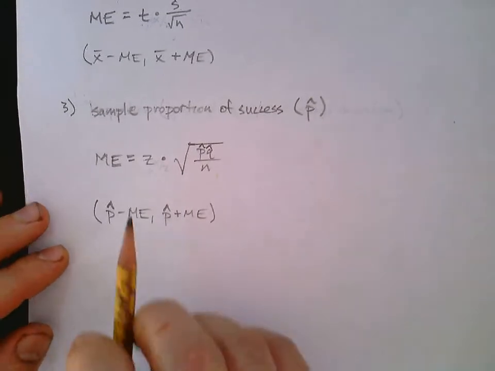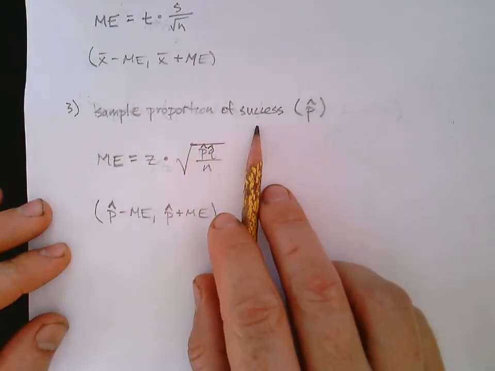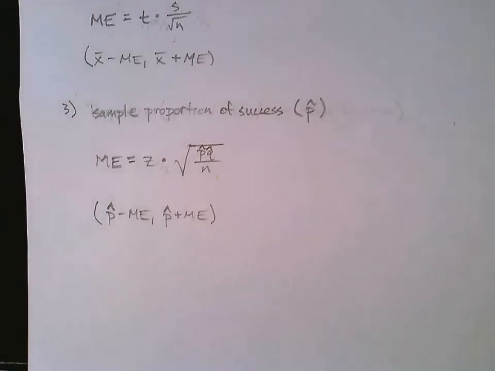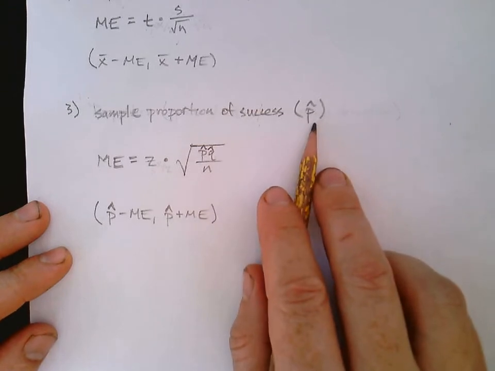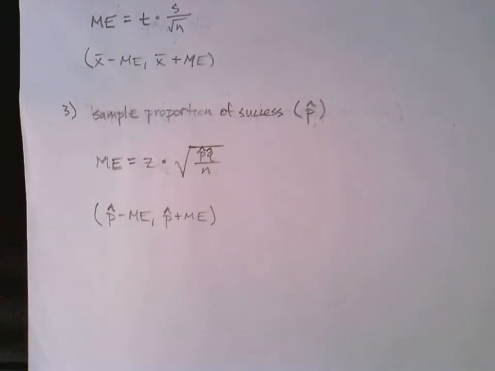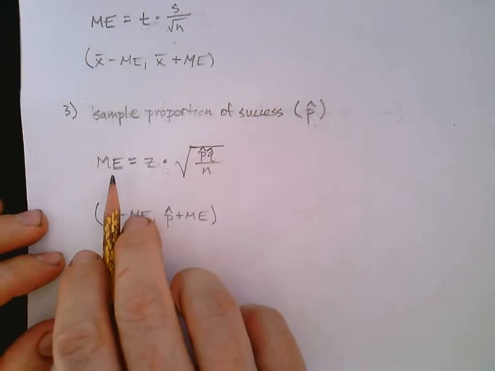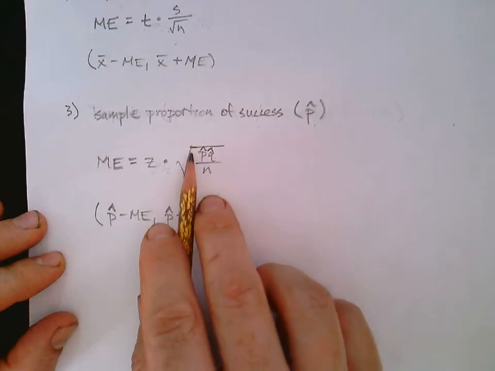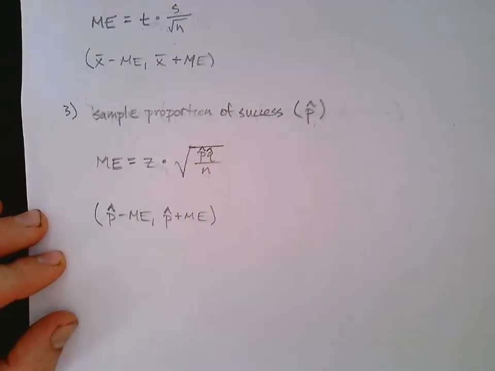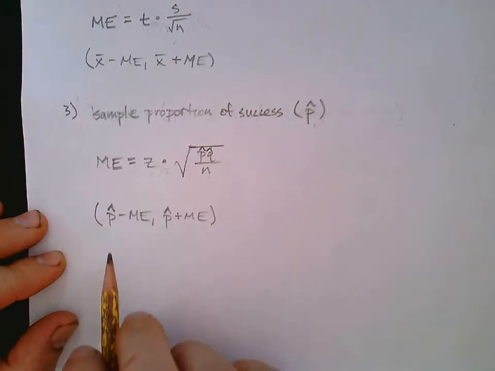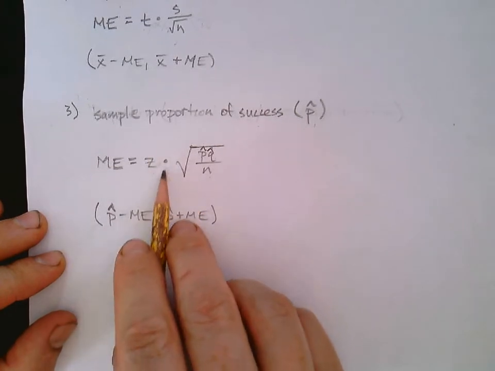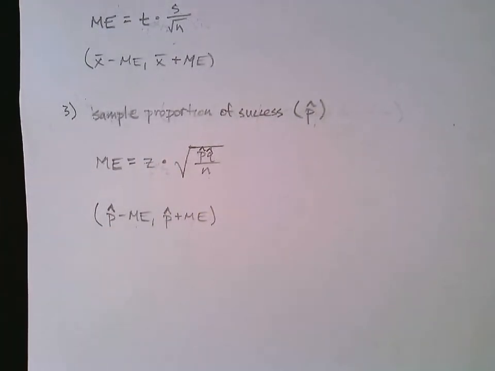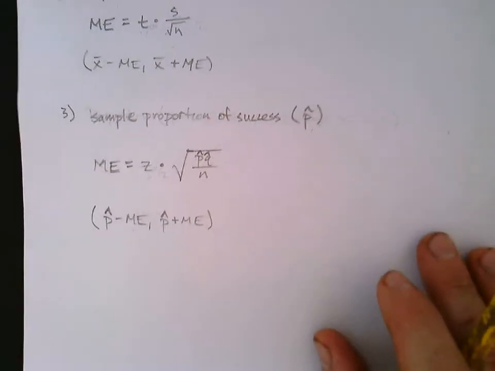And finally, we just learned the sample proportion of success. We learned those proportion-based confidence intervals. If this is what you are given, the sample proportion of success, p hat, right? If you're given a percentage, then you know this is a proportion-based confidence interval. You're going to use margin of error equals z times the square root of p hat q hat over n. And then your confidence interval itself is p hat minus margin of error, p hat plus margin of error. Again, find that z-score with the original normal calculator in reverse in StatCrunch. Okay, so those are the three styles.